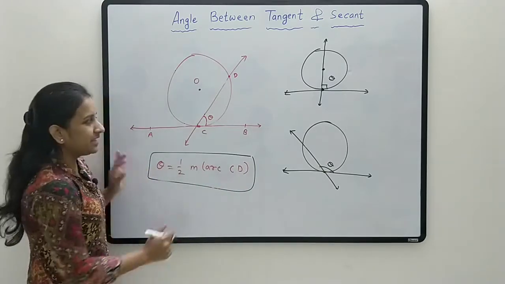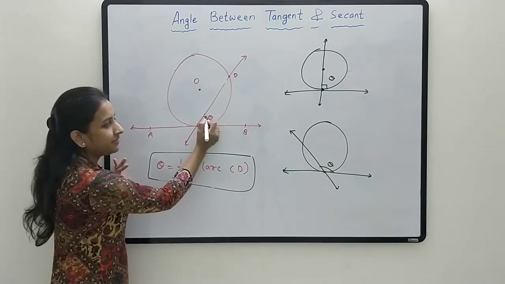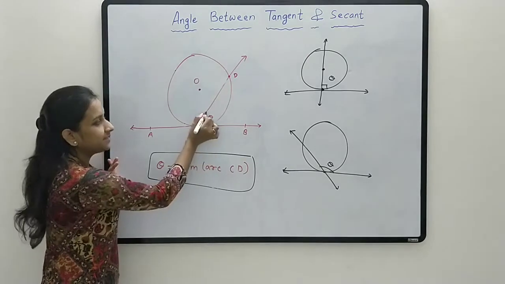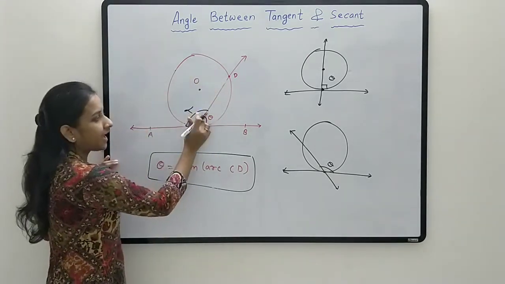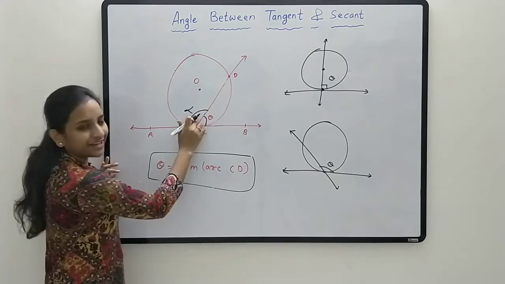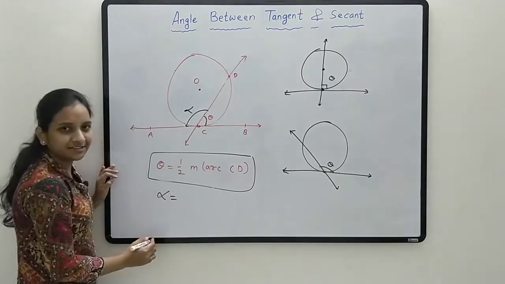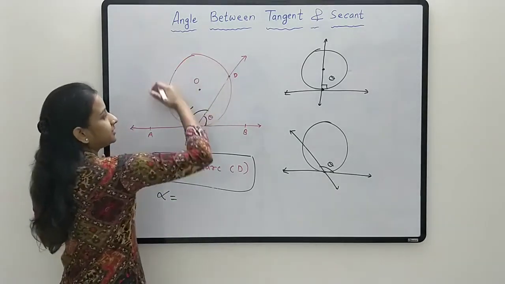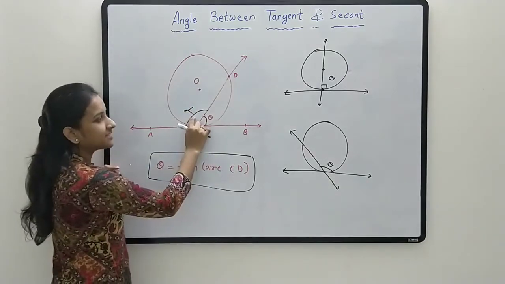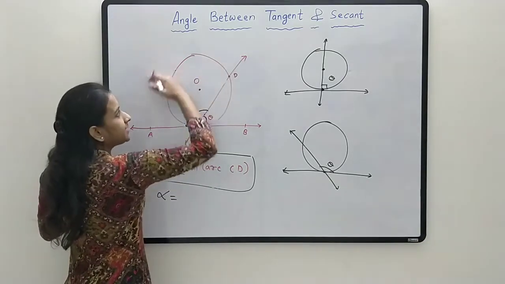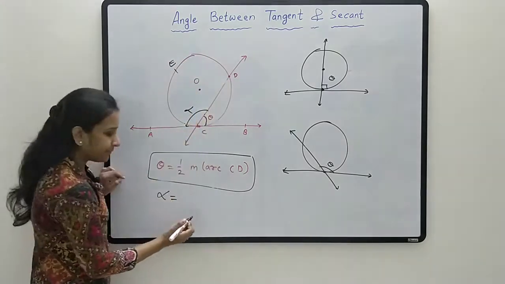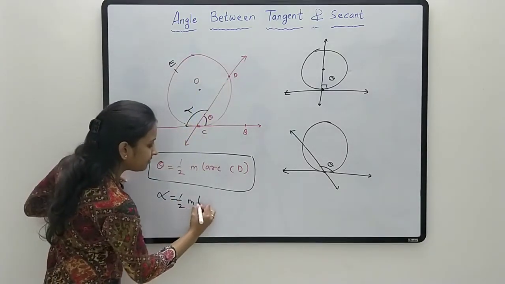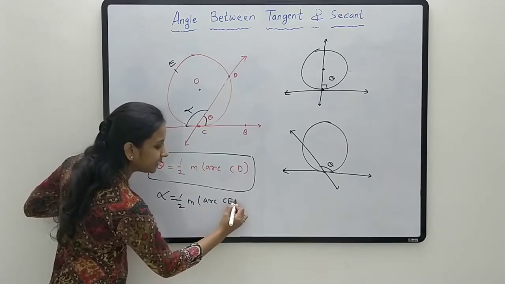Okay. Now, in this case, see, we have found this angle. This is also an angle between tangent and secant. Say this angle is alpha. We can find this angle also. Alpha is equal to half of the measure of the intercepted arc. For this angle, the intercepted arc is, say this is CE, so this is arc CED. Alpha is equal to half of the measure of arc CED.